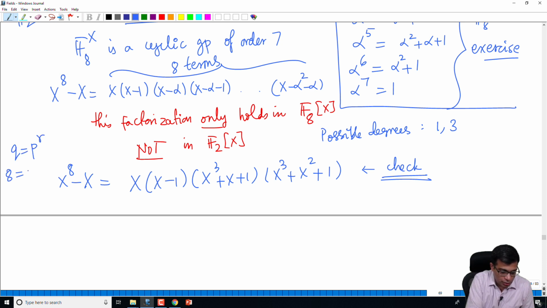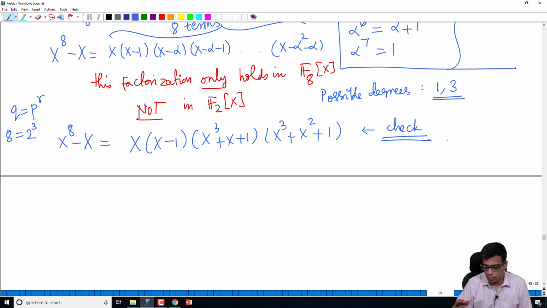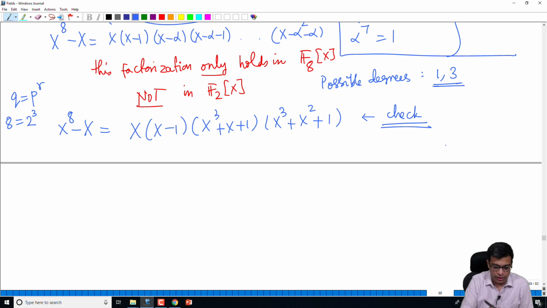So in this case r is 3. So r must divide, degree must divide 3. So that means only 1 and 3 are possible. So I'll just do a couple more examples illustrating this.